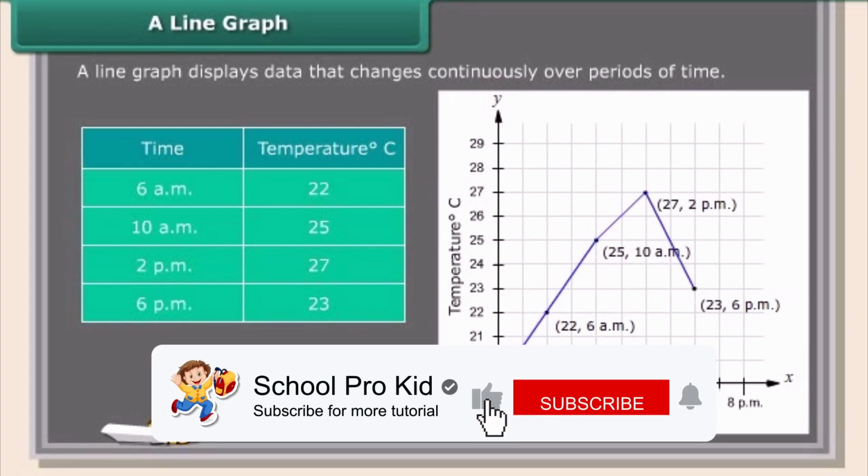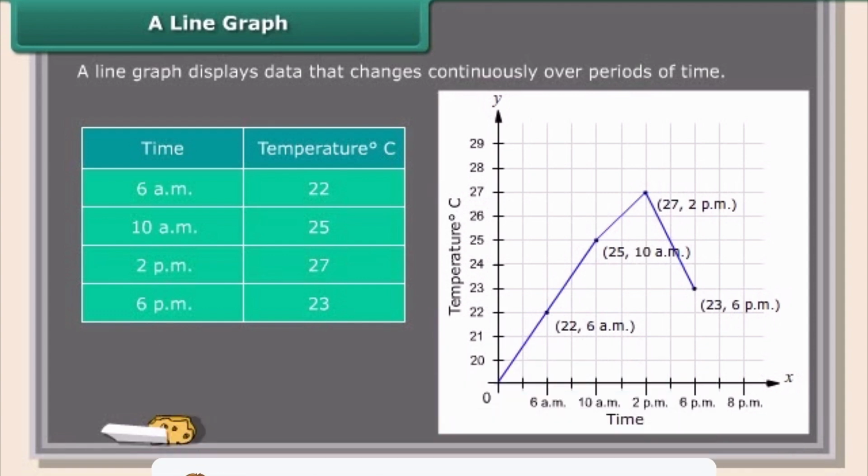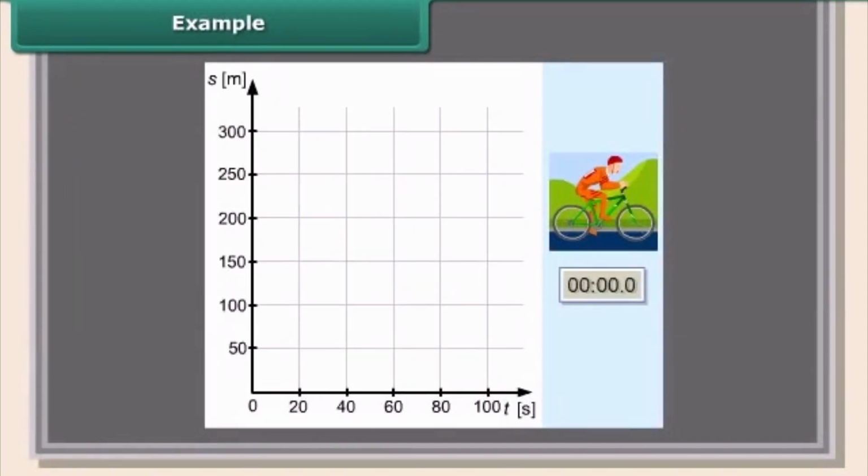From the graph, in between 10 a.m. and 2 p.m., we can find that the temperature increased by 2 degrees Celsius. This is the location-time graph for a cyclist. While plotting the graph, the short moments of time where the cyclist changed his speed were neglected. From the graph, we can determine the location of the cyclist at a given moment.